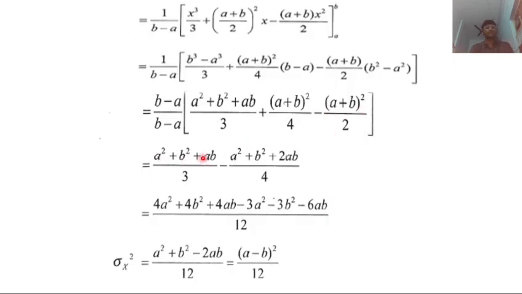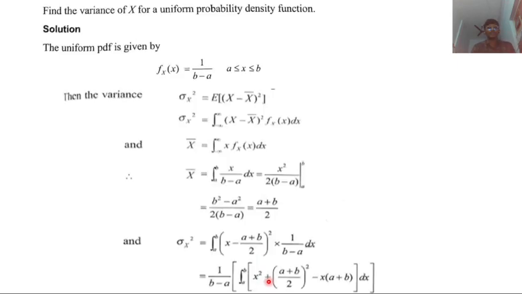That is (a square plus b square plus ab) by 3 minus (a square plus b square plus 2ab) by 4. On expanding this, it is (4a square plus 4b square plus 4ab minus 3a square minus 3b square minus 6ab) by 12. That is (a square plus b square minus 2ab) by 12, which we can write as (a minus b) whole square by 12. Therefore, sigma x square is equal to (a minus b) whole square by 12. Sigma x square is the variance. The variance value is (a minus b) whole square by 12.